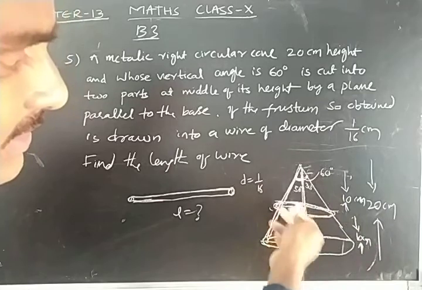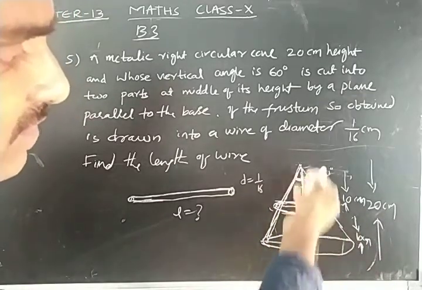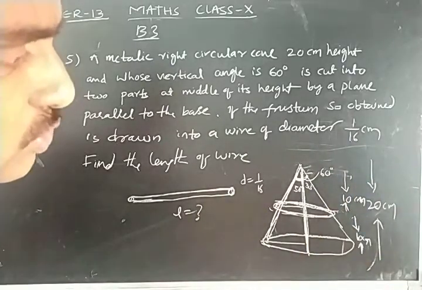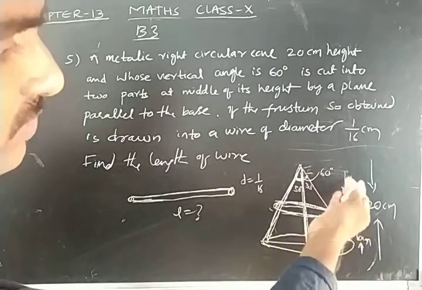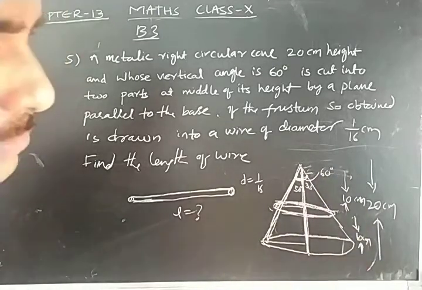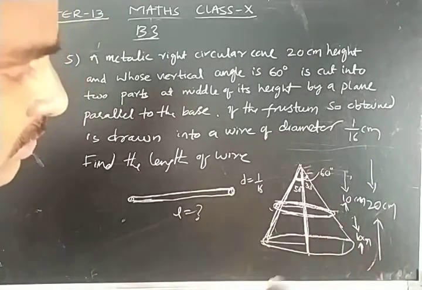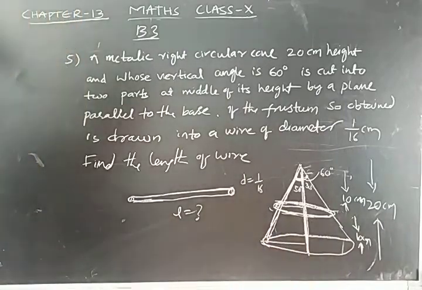We have the height of the frustum. Why? Because we are cutting this cone into two parts by a plane at the middle of the height. Already the height of the cone is given, that is 20 centimeters. Dividing into two parts, smaller cone will be 10 centimeters, frustum will be 10 centimeters. So we got the height of the frustum. Now we need to find the upper radius and lower radius.